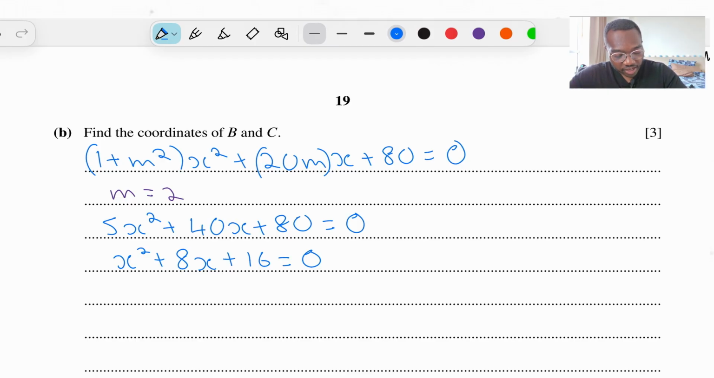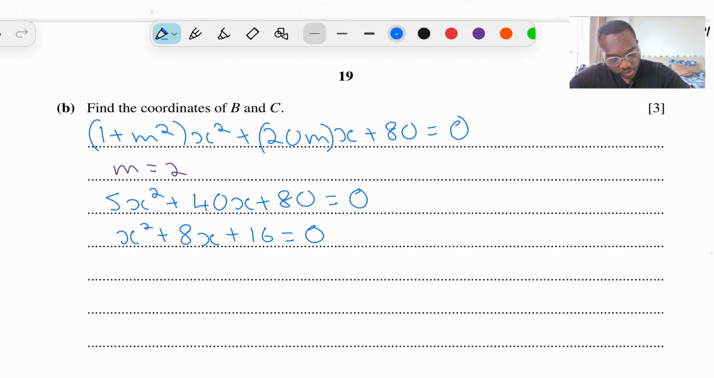And as you can see, because we know that it should only be one x value, we can tell that this is just going to be squared. So we know that this is going to be (x plus 4) squared equal to 0. Therefore, we know that our x value is equal to minus 4.